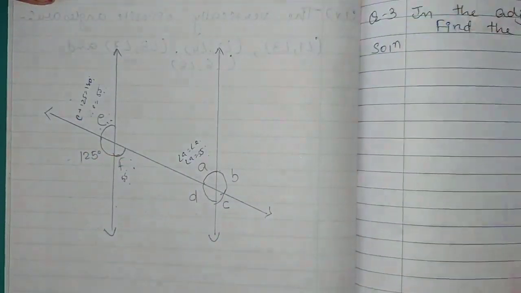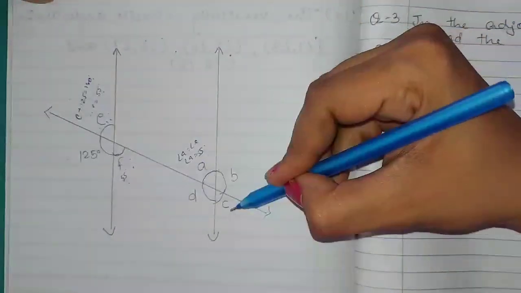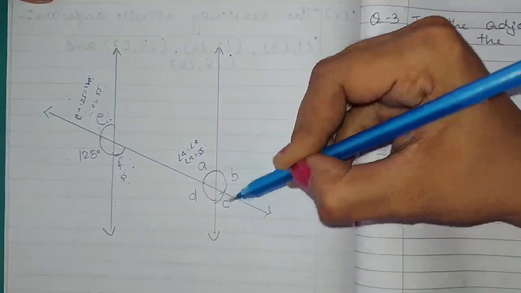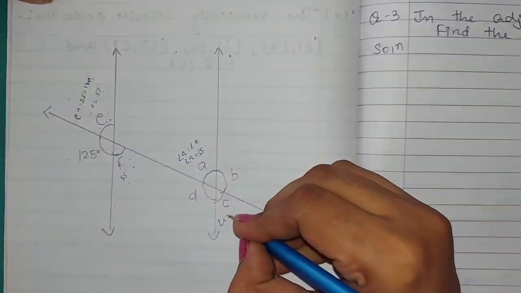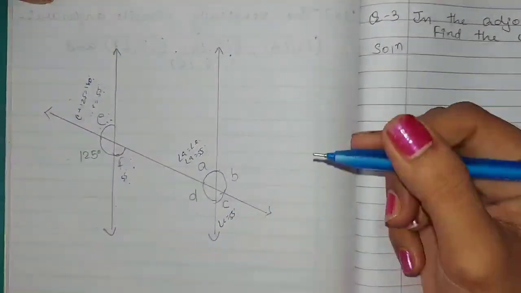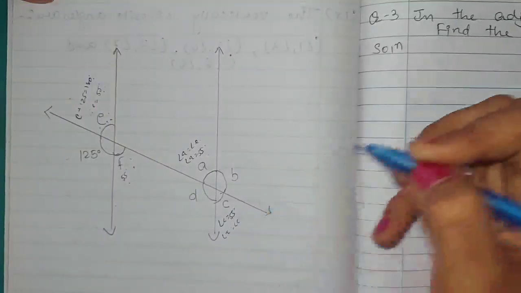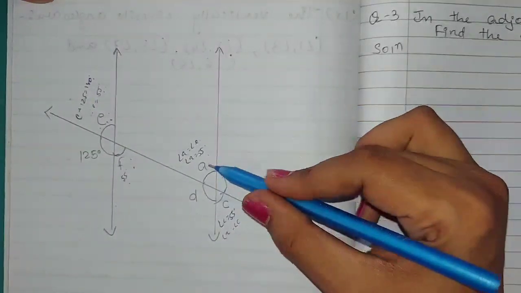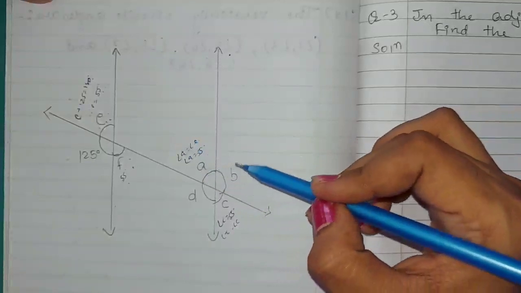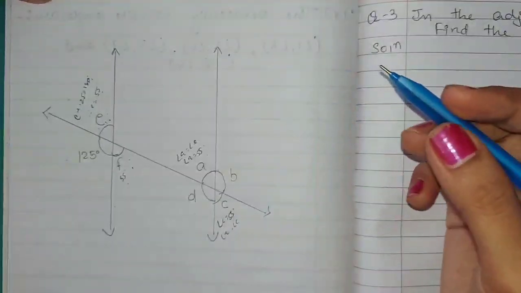So students, we can also find angle C. Angle C would be what, students? 55 degrees. Why is angle C 55 degrees? Because of vertically opposite angles, angle A equals angle C. So here we have found angle A, angle C, angle E and angle F. Now angle B and angle D are left.